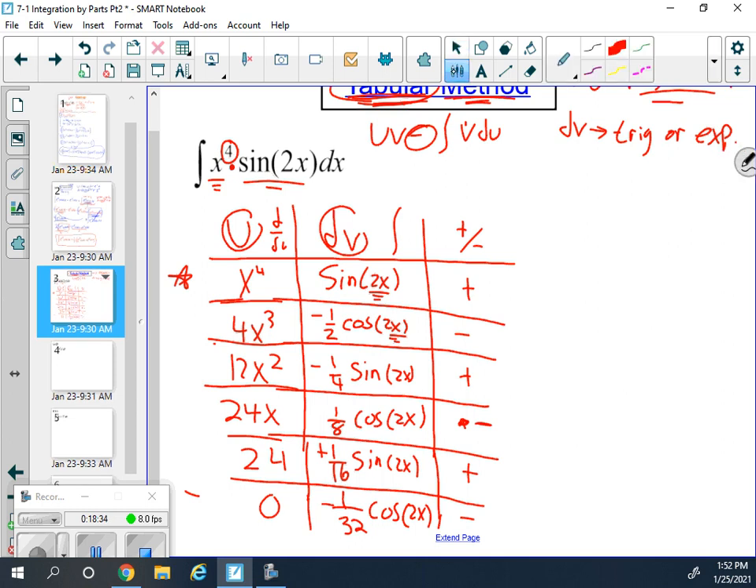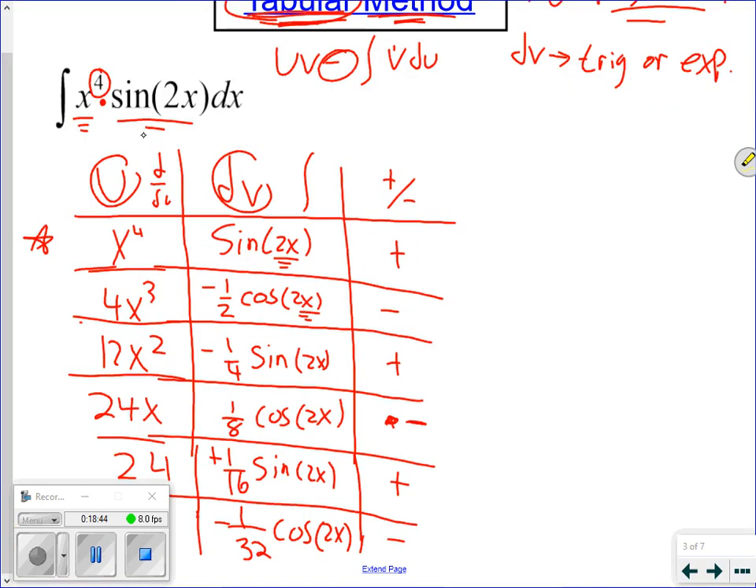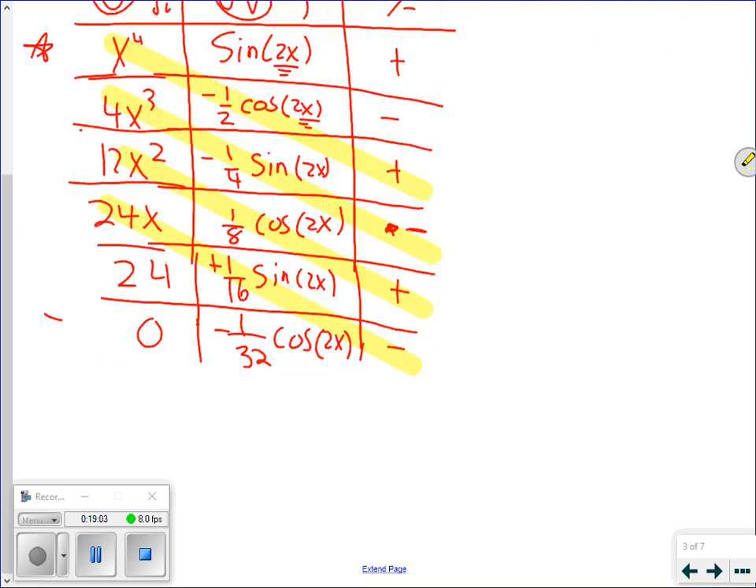Use a highlighter. Do yellow. Okay. It's this product, so those three. This product, so those three. This product, so those three. 24x, 1/16, and the negative. And then my last term is the 24, this term, and then the last sign would have been a positive.